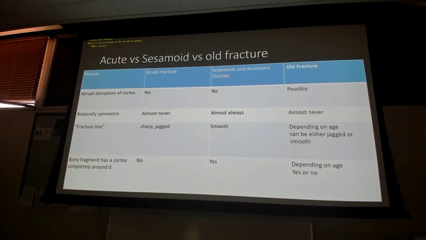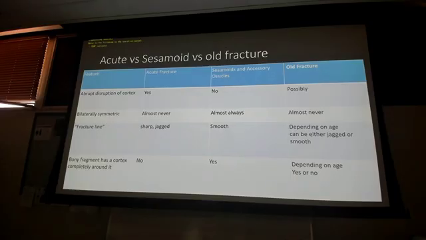Almost always. That fracture line you're seeing on the x-ray, is it smooth or jagged? If it's jagged and there's pain in that area, it's probably an acute fracture. If it's smooth and there's no pain, probably an old fracture or sesamoid or accessory ossicle. And then is there a bony fragment of the cortex completely around it?